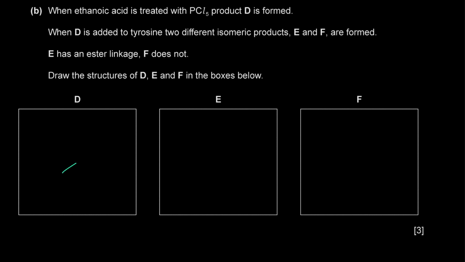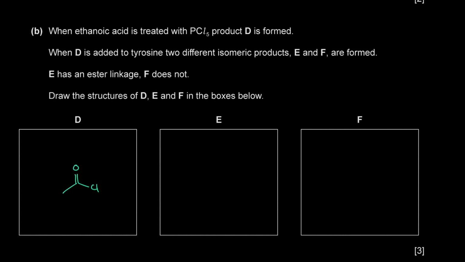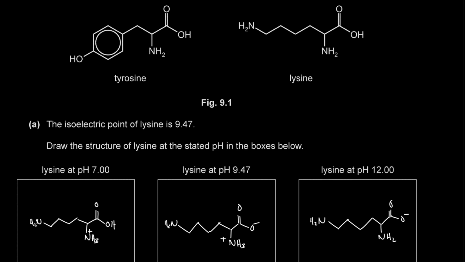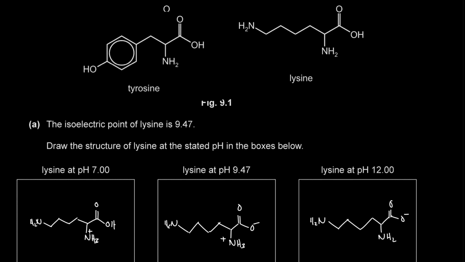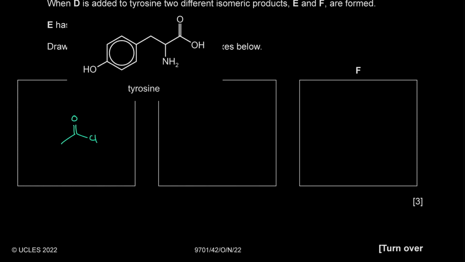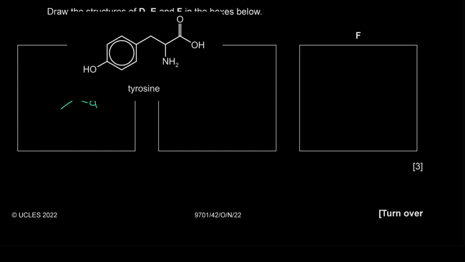So we have a 2-carbon acyl chloride. The OH group is replaced by a chlorine. So this is ethanoyl chloride. Now E and F are formed when D reacts with tyrosine. So let's look at the structure of tyrosine. Here we have tyrosine, and when tyrosine reacts with this acyl chloride, we get two different products.